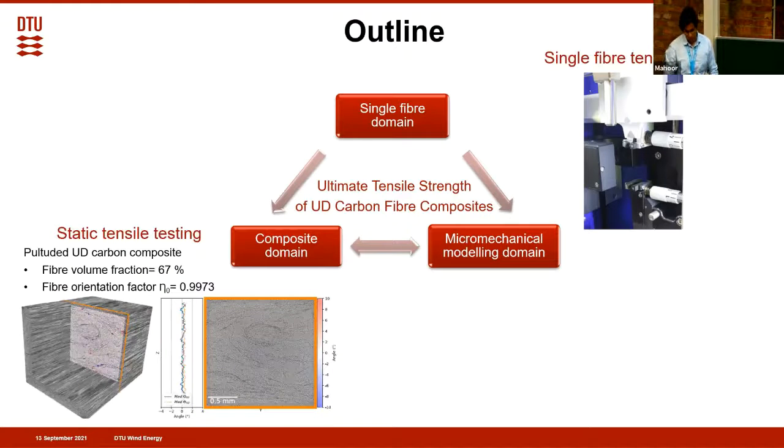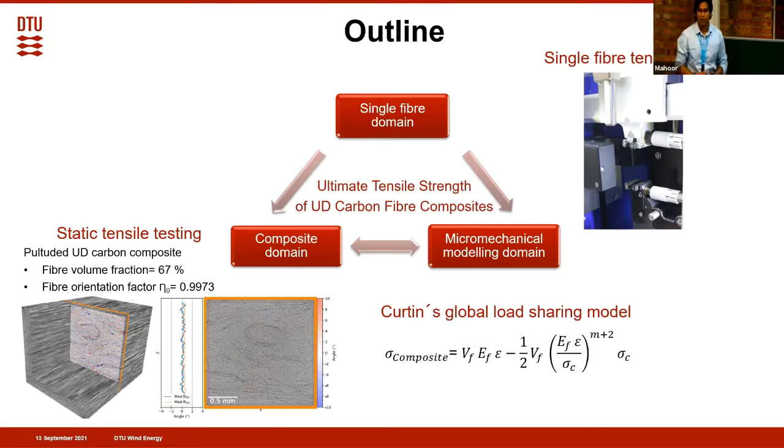From the composite domain, I'll talk about static tensile tests of a pultruded UD carbon composite having a fiber volume fraction of 67%, which is quite high, and a fiber orientation factor of 0.9973, which you can say is really a UD composite. And then I will talk about the micromechanical domain, how to connect these fiber properties and compare them with the composite properties. And I will use Curtin's global load sharing model. And I will discuss this in much more detail.